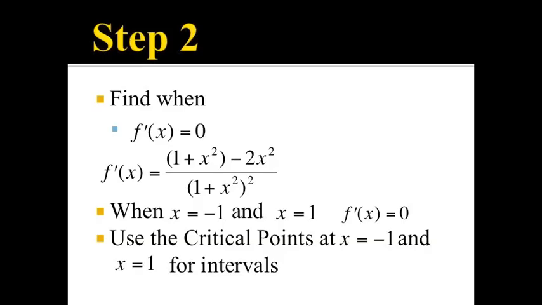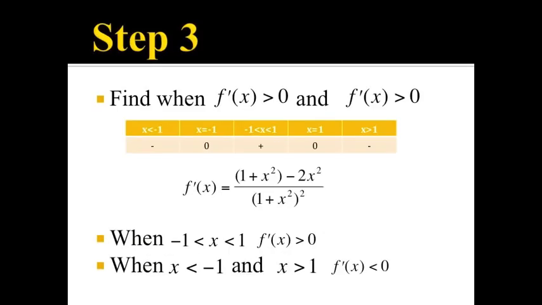Now that we have the critical points, we use them to test the intervals in between them and in between positive infinity and negative infinity. Using the critical points, we need to see what the derivative is to the left and to the right of each critical point. After plugging in numbers, we find that when x is less than negative 1, f prime is negative. When x is in between negative 1 and 1, f prime is positive. And when x is greater than 1, f prime is negative. For example, try plugging in 0. F prime ends up being 1. So for that interval, f prime is positive.